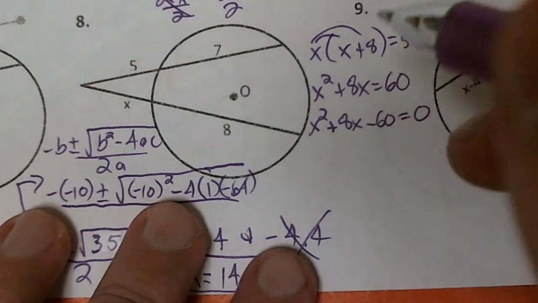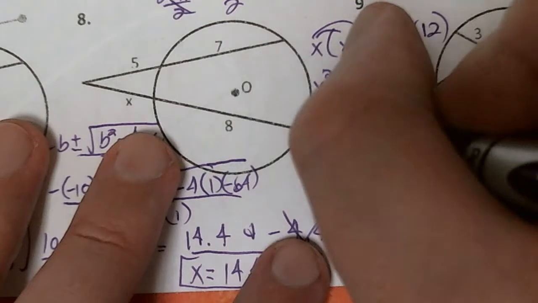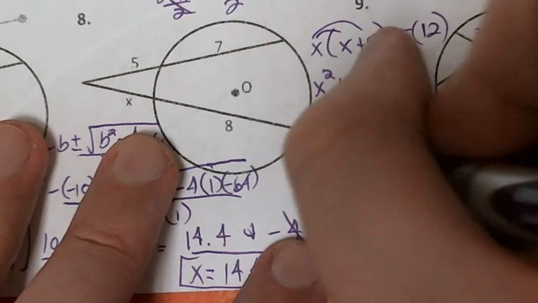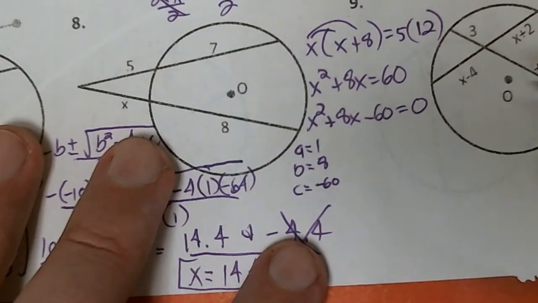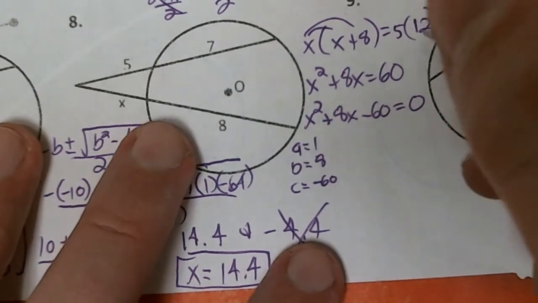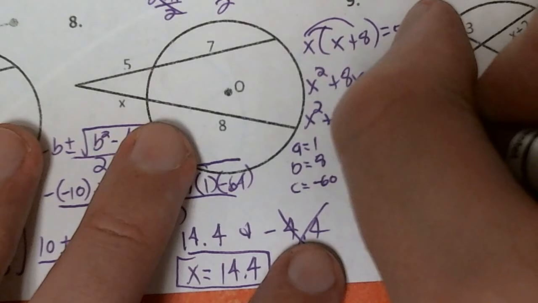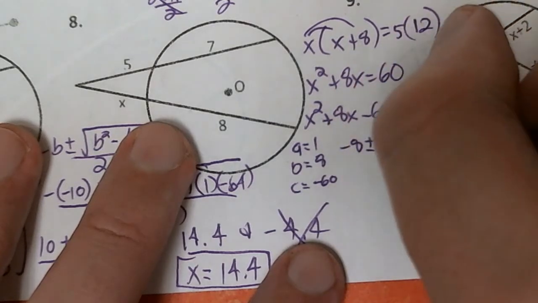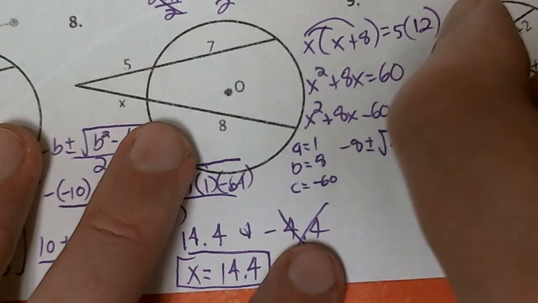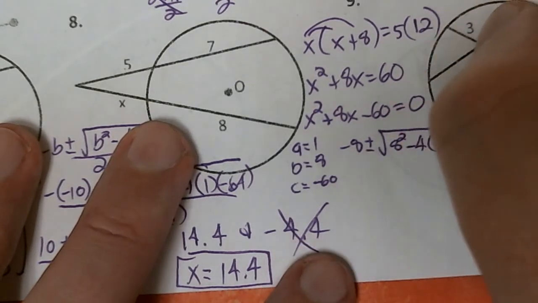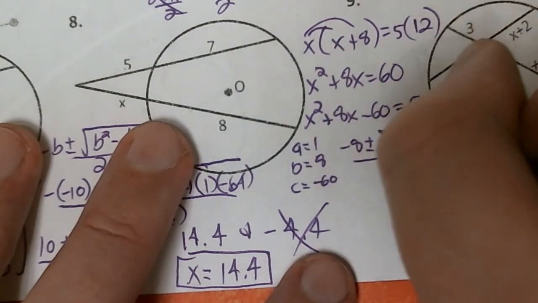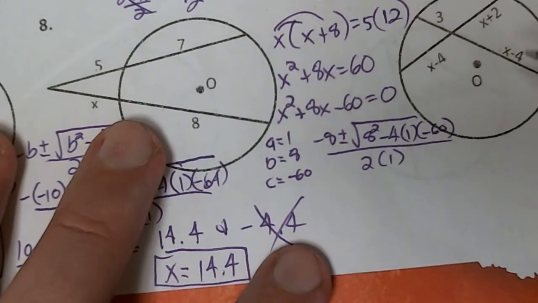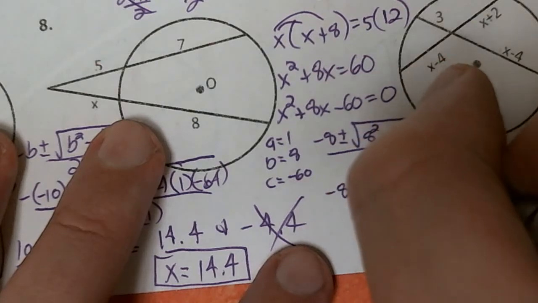Okay, so again, I'm going to go through this a little bit faster. A equals 1, B equals 8, C equals negative 60. All right, this time the B is positive, so that helps a little bit. So it's negative B, so it's negative 8 plus or minus the square root of B squared. This time I don't need parentheses because I can just say 8 squared because it's positive. Minus 4 times A times C all over 2 times A.